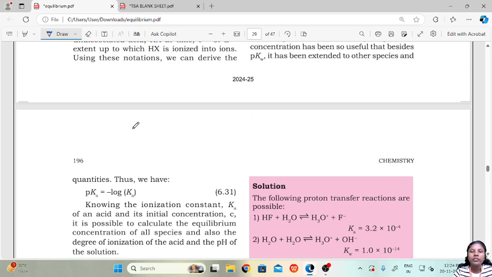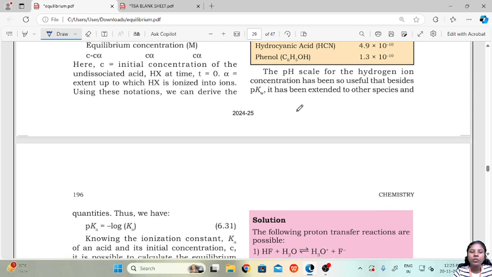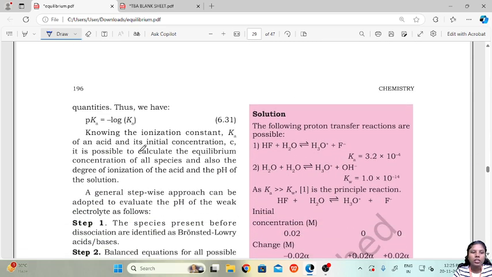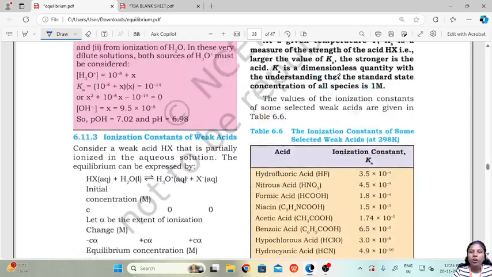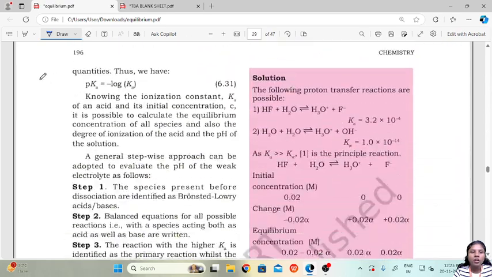Initially, when we were talking about the hydrogen ion concentration, that is when we discussed pH equals minus log of H plus concentration, correct? Now that theory was so useful that we extended it further to the other species as well. So here we have taken Ka, the equilibrium constant for this dissociation, called the ionization constant, and that also can be related in the same manner.